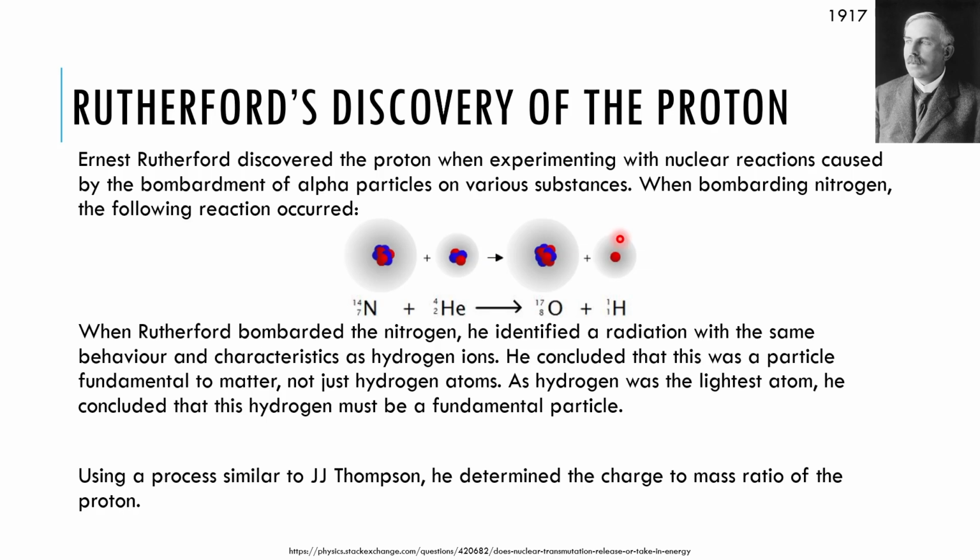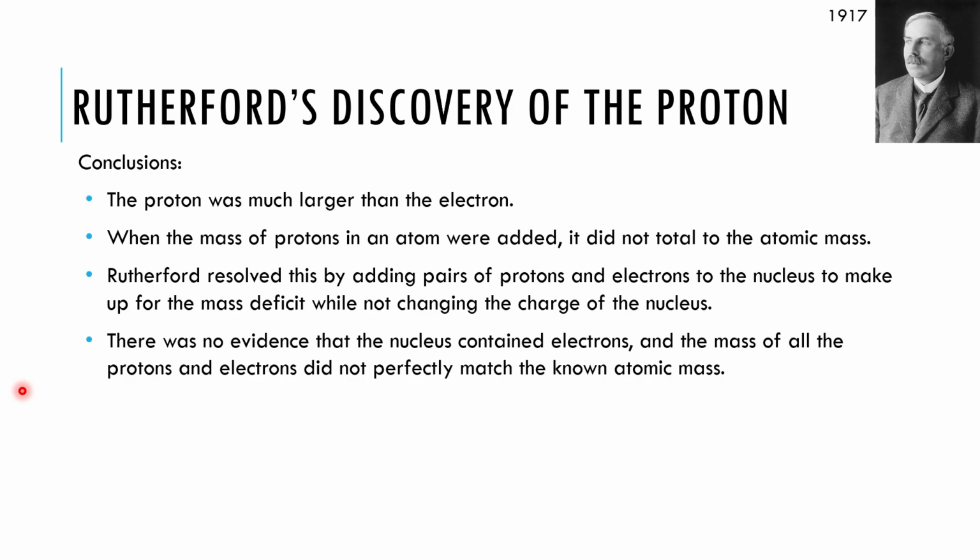Having now identified this particle, he was able to use similar processes to J.J. Thomson to determine the charge-to-mass ratio of the proton. After completing this work, he was able to conclude that this proton that he discovered was much larger than the electron and had much more mass. But when he added up the masses of protons in an atom, let's say a lithium atom with 3 protons, the mass of these protons put together did not lead to the atomic mass of the lithium atom itself.